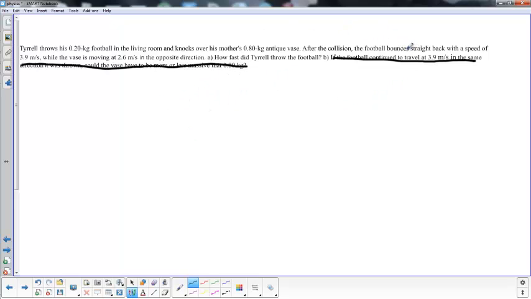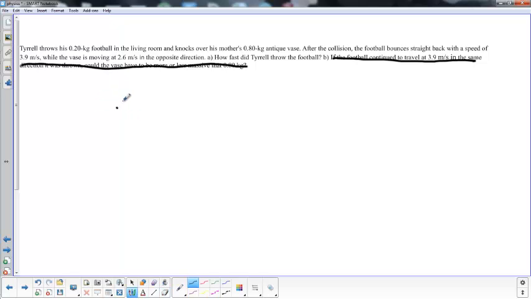After the collision, the football bounces straight back with a speed of 3.9 meters per second, while the vase is moving forward at 2.6 meters per second. How fast did Tyrell throw the football? Remember, momentum initial has to equal momentum final, and it's everything involved. So the momentum of the vase plus the momentum of the football has to be conserved.